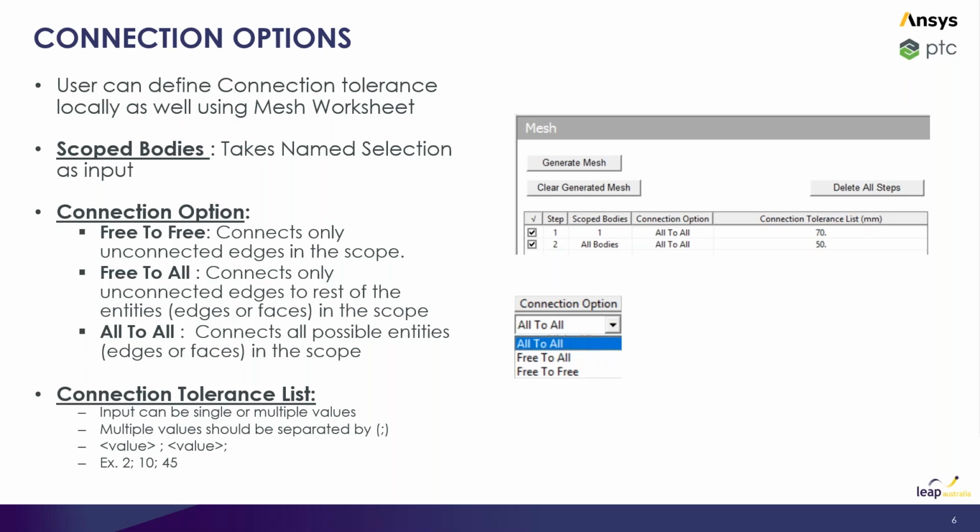So free to free is essentially connecting all free edges to all free edges. Free to all would be connecting free edges to either edges or faces, right? And all to all is essentially everything. It'll connect all possible entities, so either faces or edges and whatever is in the scope present, right?